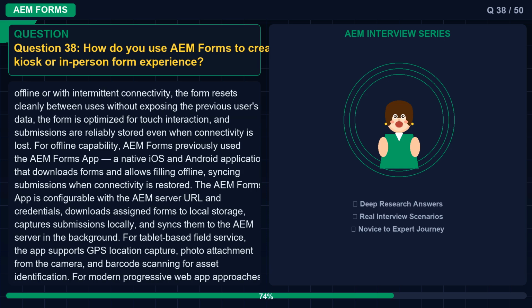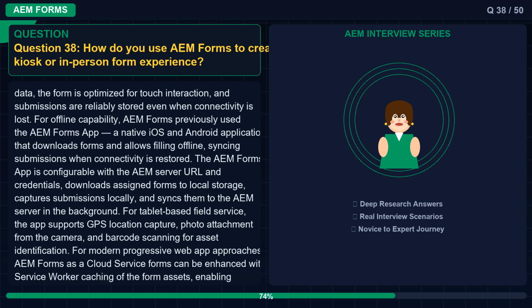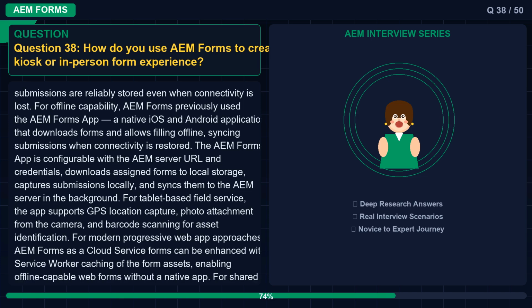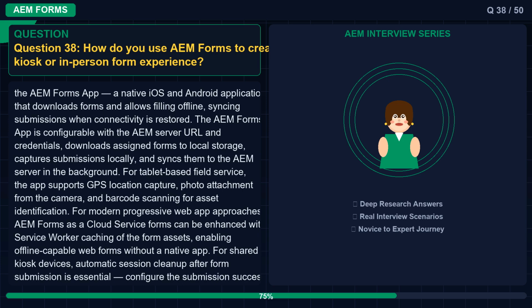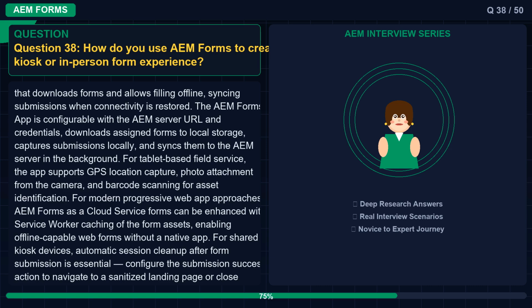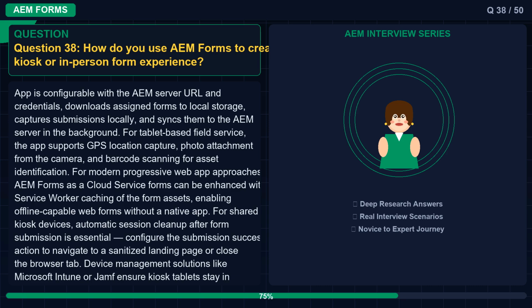For offline capability, AEM Forms previously used the AEM Forms app, a native iOS and Android application that downloads forms and allows fill-in offline, syncing submissions when connectivity is restored. The AEM Forms app is configurable with the AEM server URL and credentials, downloads assigned forms to local storage, captures submissions locally, and syncs them to the AEM server in the background. For tablet-based field service, the app supports GPS location capture, photo attachment from the camera, and barcode scanning for asset identification. For modern progressive web app approaches, AEM Forms as a cloud service forms can be enhanced with service worker caching of the form assets, enabling offline-capable web forms without a native app.